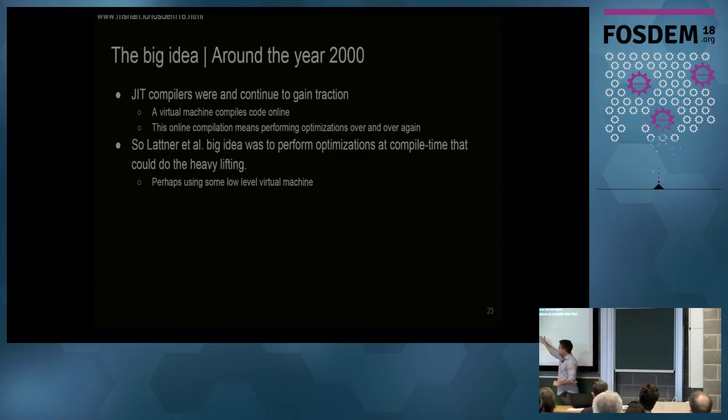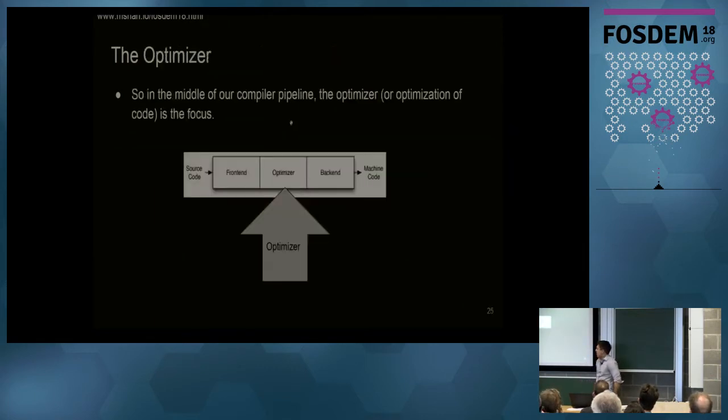So he was thinking about some low-level virtual machine. Of course, if we notice, low-level virtual machine, LLVM. So that's where the name originally came from. Now the project is just referred to as LLVM itself. Okay, so in the middle of our compiler pipeline, there's this optimizer. So that's going to become the focus of this project, or at least of Lattner and his team in the early 2000s.